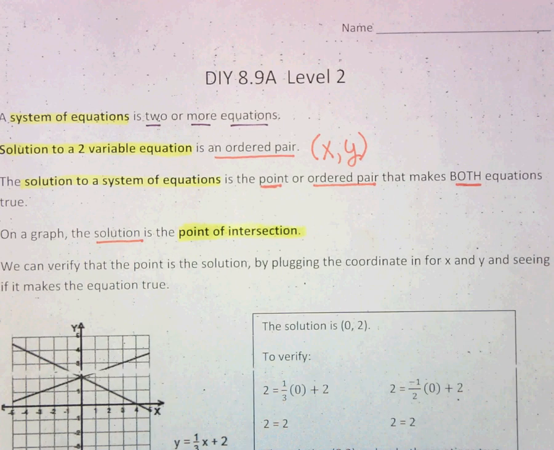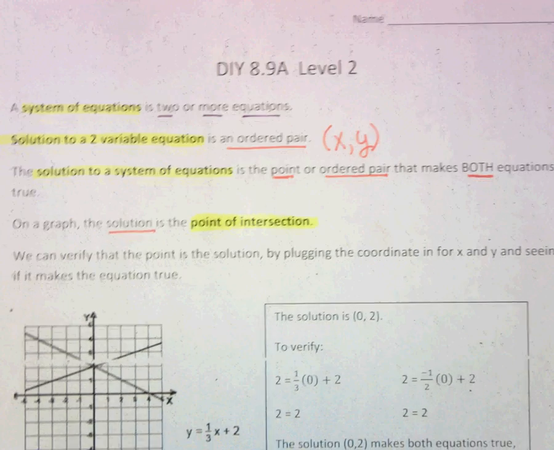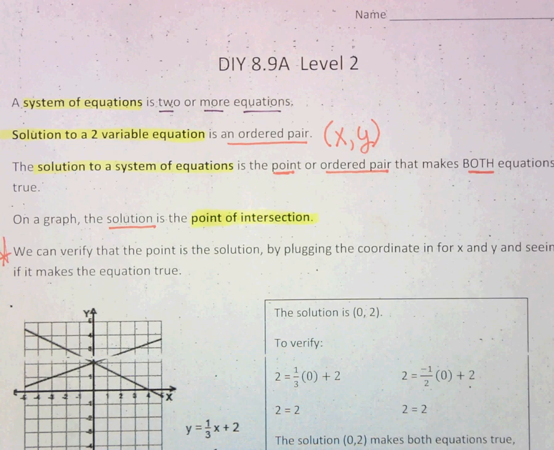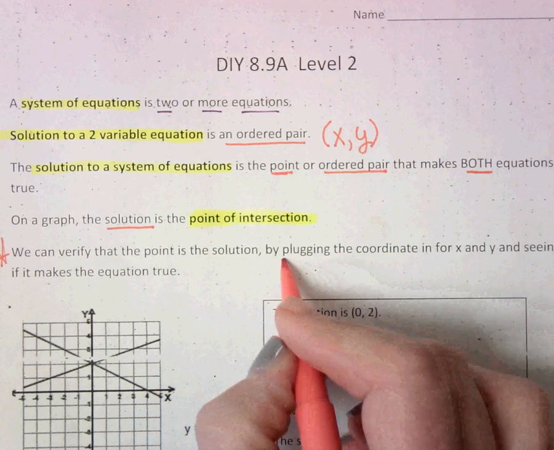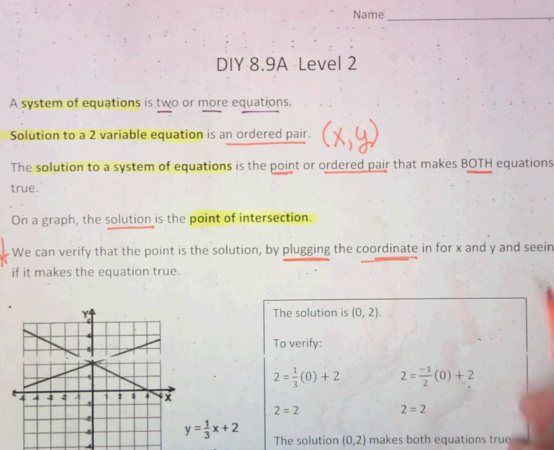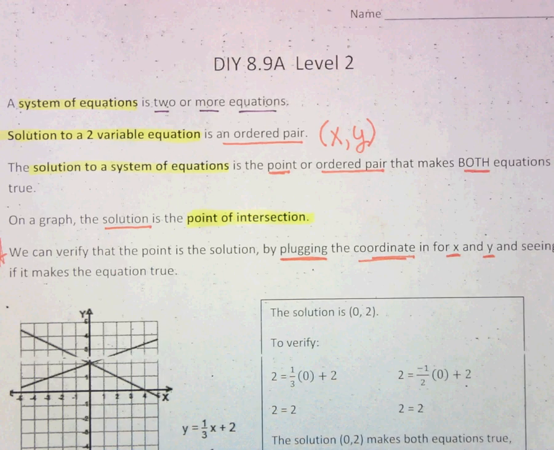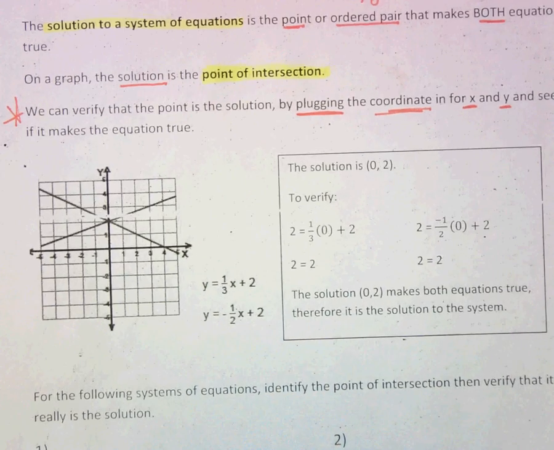You'll learn in algebra next year other ways to solve it, but right now we're just looking at identifying the point of intersection of our two graphs. And then what's really important that I'm going to show you how to do, just so we're really understanding what this is, is that we can verify that the point is the solution by plugging in the coordinate for x and for y, and seeing if it really does make the equation true.